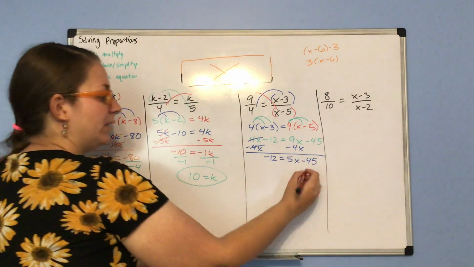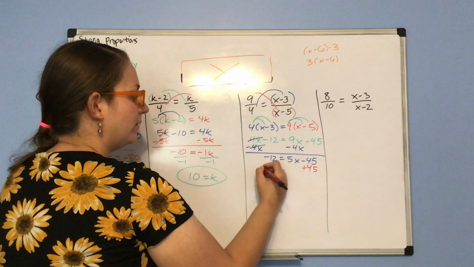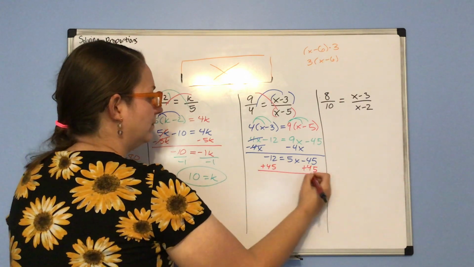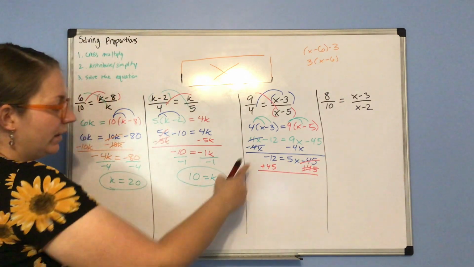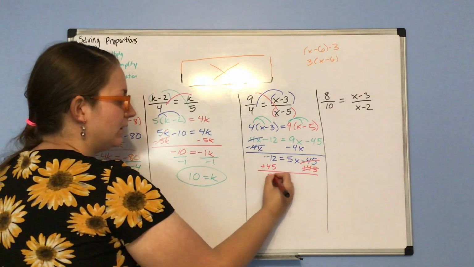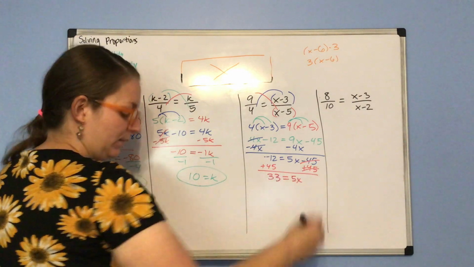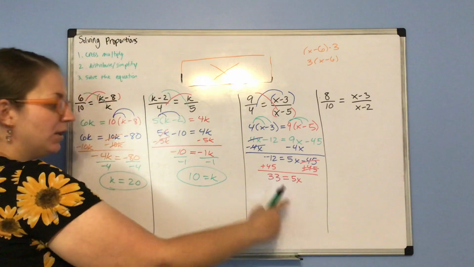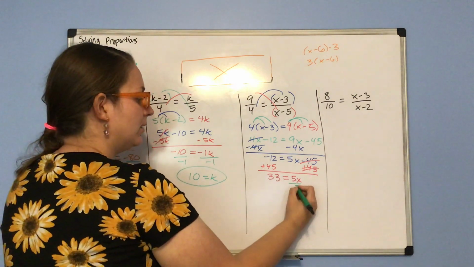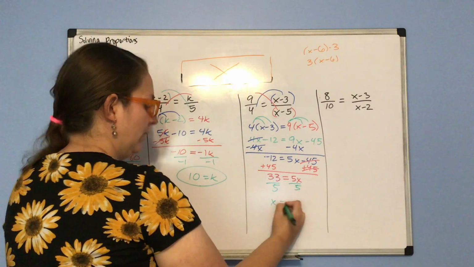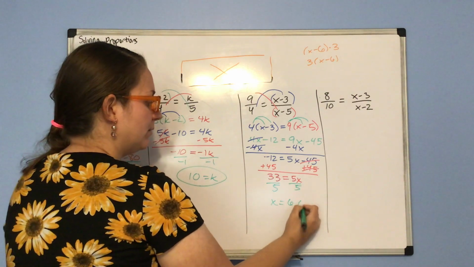Now I need to undo minus 45 by adding 45. Negative 12 plus 45 is 33. And then last but not least, we're going to divide by the number in front of x. I'm going to get x equals 6.6.